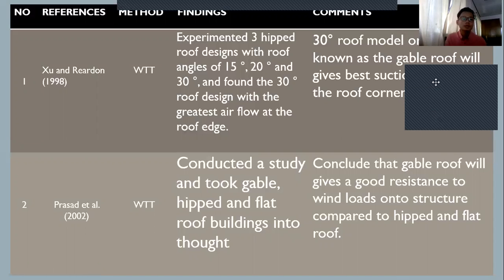And the second article is by Prasad EKL, using the wind tunnel test method. They conducted a study and took gable roof, hip roof and flat roof buildings into account. So it can be concluded in this article that the gable roof will give good resistance to the wind load on the structure compared to the hip roof and the flat roof.